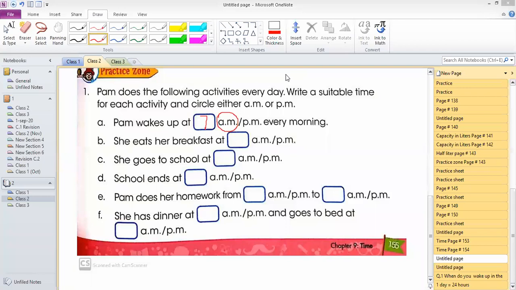Yes, sir. Manthar, yes. Tell me, she eats her breakfast at dash time. She will do breakfast at what time? 7. But we write here that she is waking up at 7 a.m. So after 7, she will do breakfast, right? Say 7:30 or 8 like this. Okay. 8 a.m. or p.m.? AM. Okay, AM. That's very good.